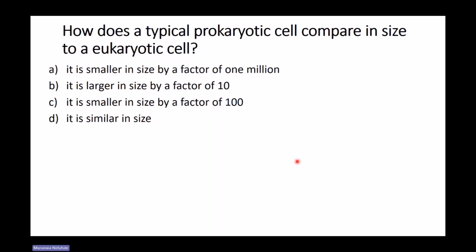Again, A. So there are three people. Two are saying A and one is saying D. Anybody else who wants to be the last one to close this one? We have a new answer, C, which fortunately is what I was waiting for, because C is the correct answer. Prokaryotic cells are significantly smaller than eukaryotic cells. They are smaller in size by a factor of 100.